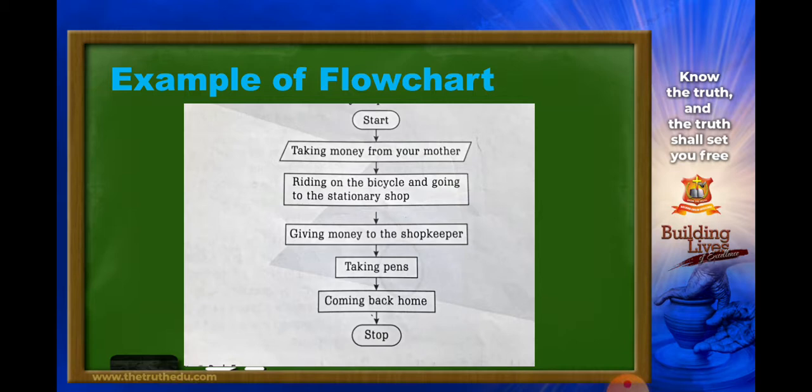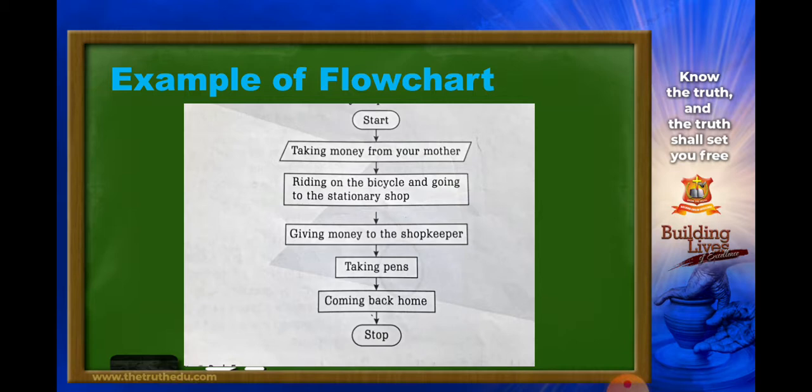Then we will draw a parallelogram, which is the input-output box. We will mention our task. The task is taking the first step, which is taking money from your mother. Students, this is an important input box, because if you are not getting the money, you will not be able to go and buy a pen.